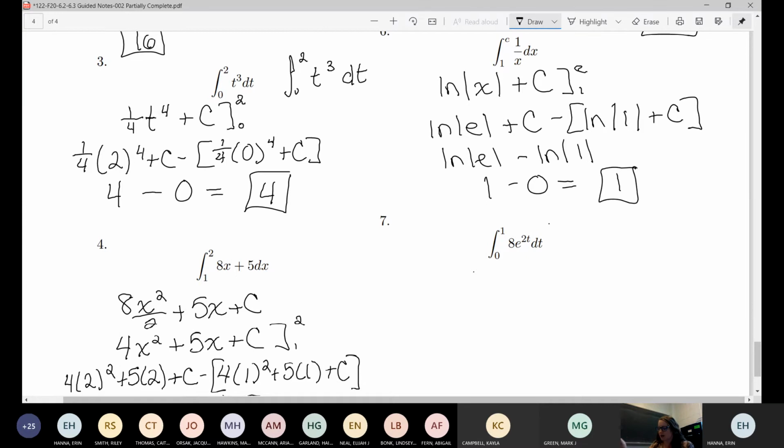So in this last one, we're essentially in an e to the something situation for our antiderivative rules. So the 8 is going to come along for the ride. And then remember, when we have an e to the kt, we still have that e to the kt, but we divide by that k value now, or bring it out as a fraction of 1 over k, however you like to think about it. Plus c, so we'll get 4 e to the 2t plus c from 0 to 1.